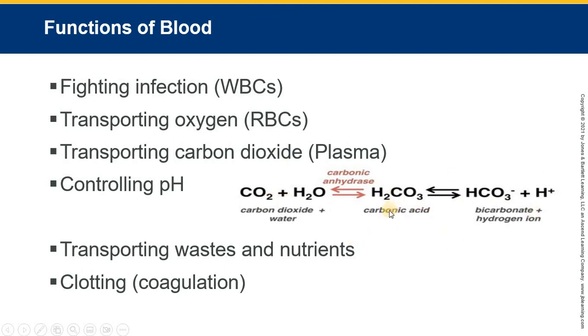Now, your blood also transports nutrients, like we said, and allows clotting, because in your plasma the clotting factors, the things that cause your blood to clot, are transported. So your blood will help form clots in coagulation.